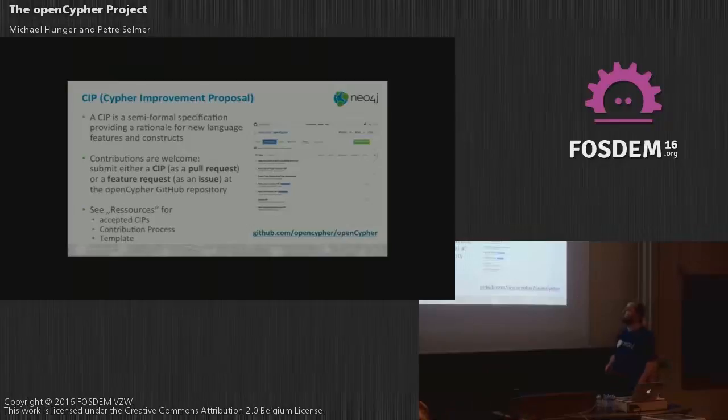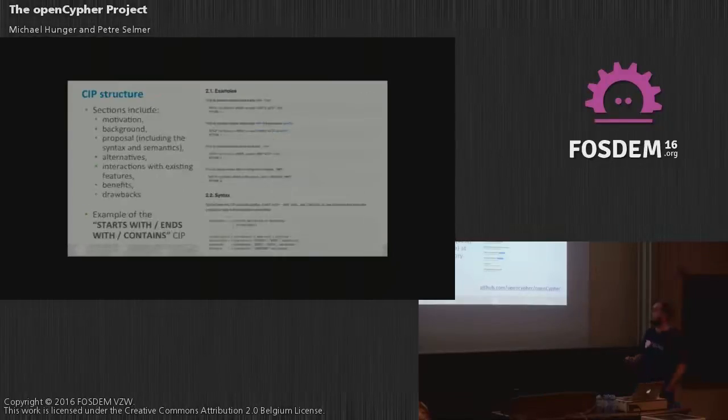So what do we have? Something that we already have is the CIP, the Cypher Improvement Proposal. If someone has an idea on how to improve Cypher as a language, you can just send a pull request to this repository that contains the proposals. You can also submit feature requests when you have an idea but don't have anything formal, just an itch or hunch about what you want to do. There's already a number of accepted CIPs, and there are also templates and information about the contribution process.